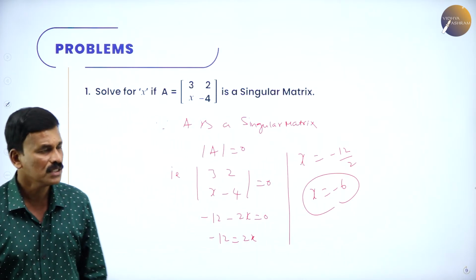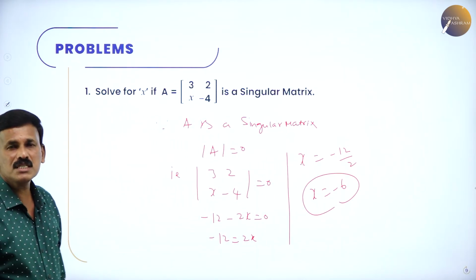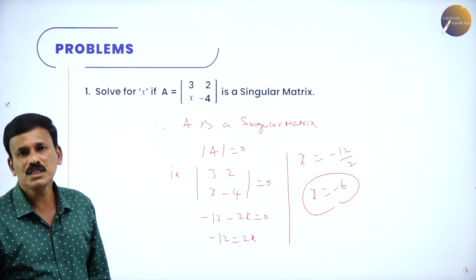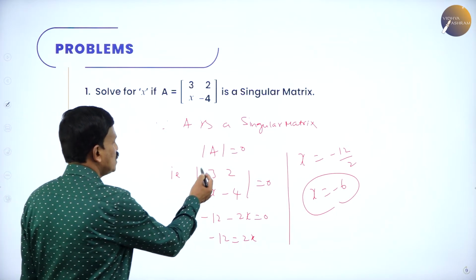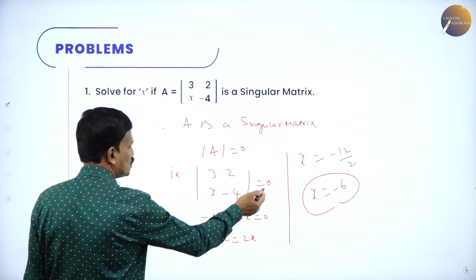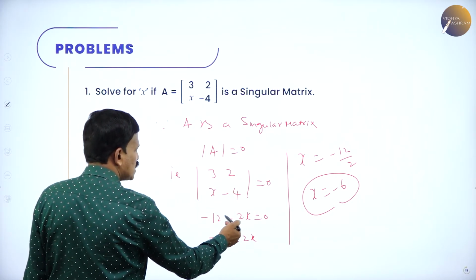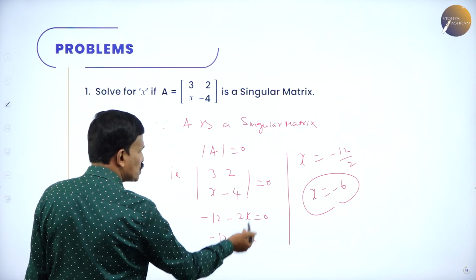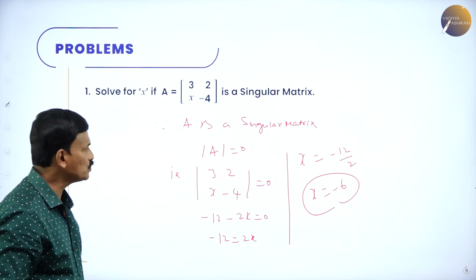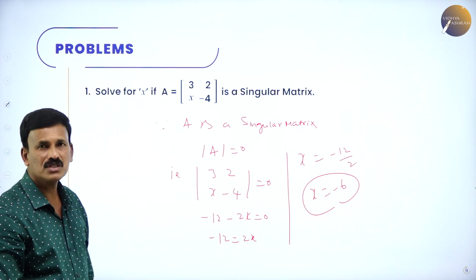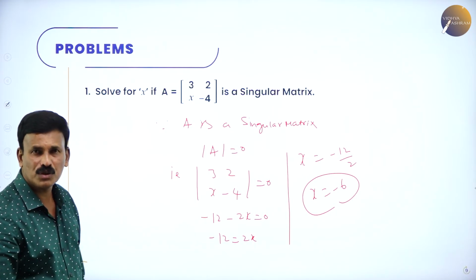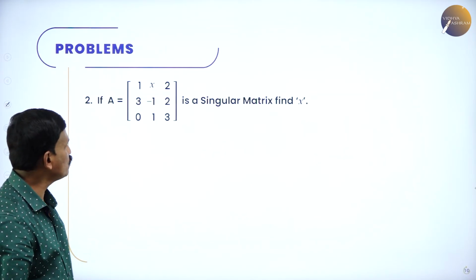One more question. If A is a singular matrix, it means the determinant of A is equal to 0. Equate it to 0. The determinant of 3, 2, x, minus 4 is 0. Minus 3 fours are 12, minus 2x. So transferring, minus 12 is equal to plus 2x. Therefore x is equal to minus 12 by 2, which is minus 6. Similarly, let us take one more problem based on this similar type.